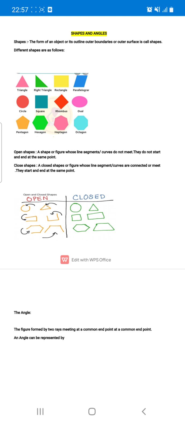And what about the closed shape? A closed shape is a figure whose line or curve is connected or meets at one end point. So the start and end point is the same in the closed shape, but in the open shape, the starting point and end point never meet each other. So you can see different open shapes and closed shapes on the screen.